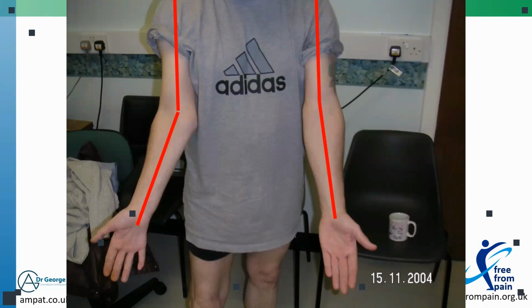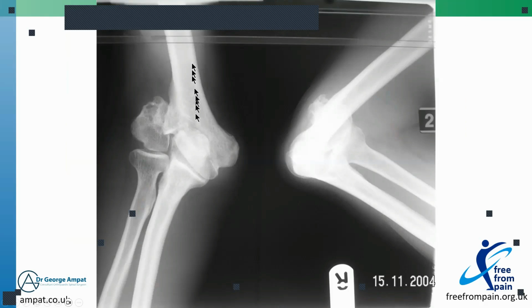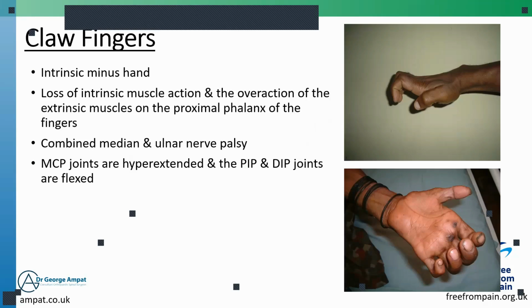Now, this patient, you can see, has got a significant valgus angle. It's the same deformity in the hand, but that was because he has a lateral epicondyle fracture. So the ulnar nerve coming like this, there's a tardy ulnar nerve palsy. It's been stretched, and that is why he's got an ulnar nerve palsy on that side.